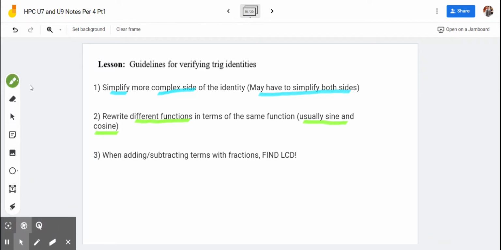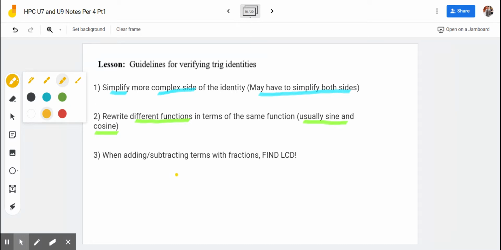The next tip for you is, when you're adding and subtracting terms with fractions, you have to find the least common denominator. That'll really simplify the work. It may take you a little bit in terms of combining like terms and foiling, but when you can find an LCD and simplify the fractions, it'll really help expedite the identity.